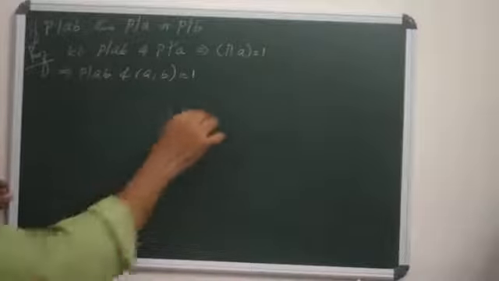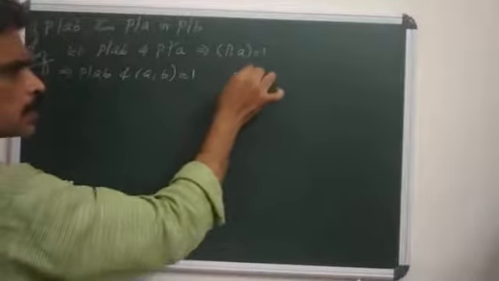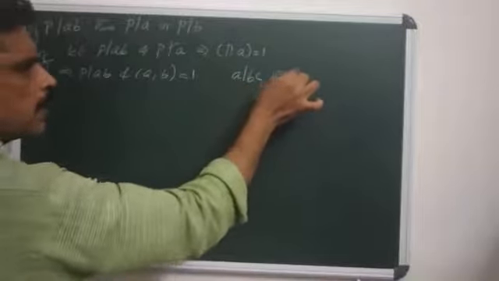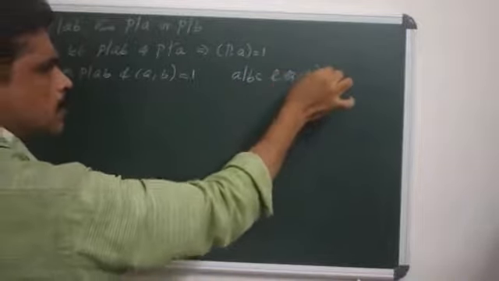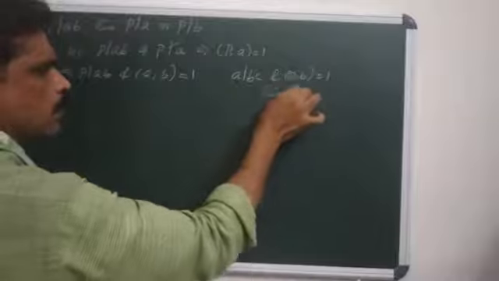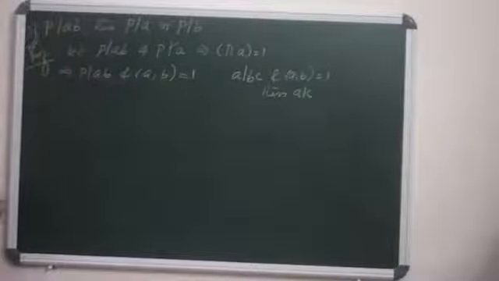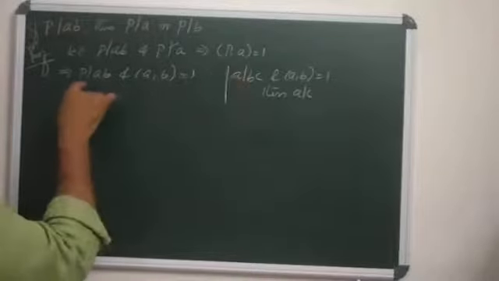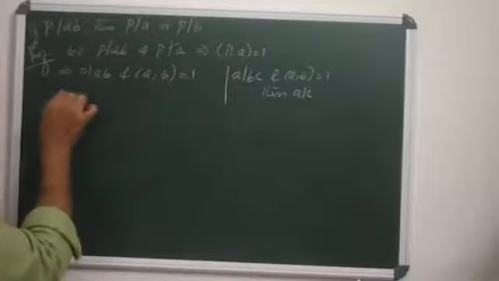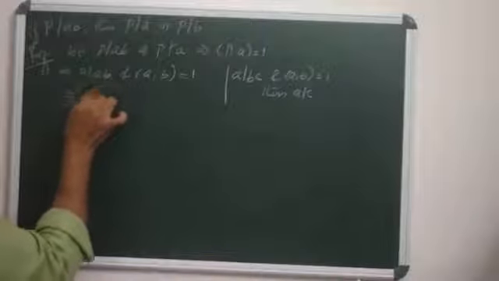Then we know, by Euclid's lemma, that if A divides BC and A and B are relatively prime, then A divides C. So this is Euclid's lemma. By Euclid's lemma, if P divides AB and P and A are relatively prime, this implies P divides B.